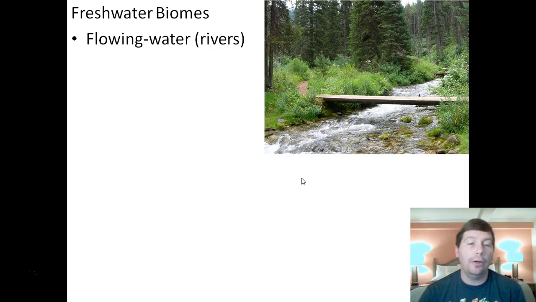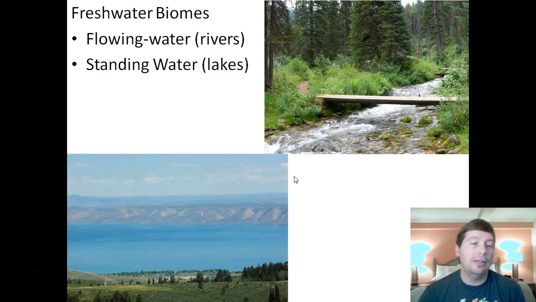Opposite of a flowing water biome is going to be a standing water biome. This is going to be lakes. Here's a picture of Bear Lake. Okay, so these are going to be two different biomes because in one case the water is moving, in the other case the water is just sitting there. Now because the water is moving, that's going to make it so certain organisms can survive here. Because the water is standing, that's going to make it so another group of organisms can survive here. So flowing water and standing water, those are two examples of freshwater biomes.